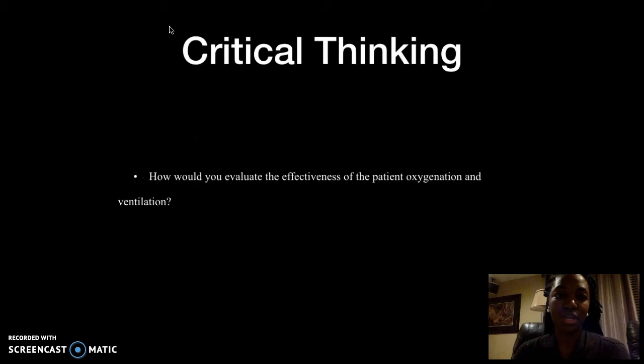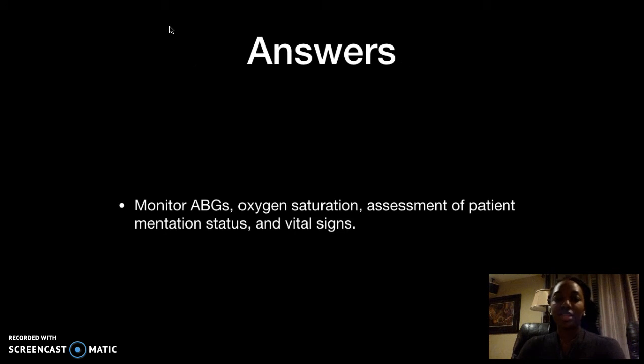Moving on, we have critical thinking questions. My question to you is, how would you evaluate the effectiveness of the patient's oxygenation and ventilation? The answers you would give, or what you would monitor for, are the ABGs, the oxygen saturation, assessment of the patient's mentation status, and vital signs.